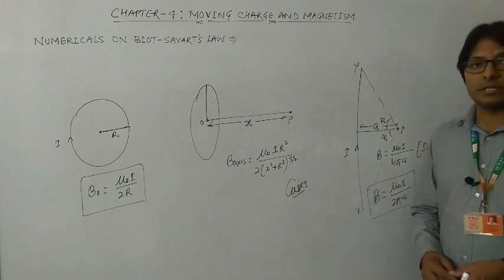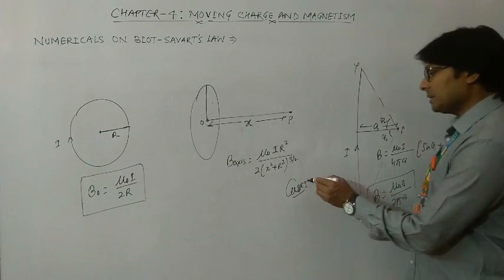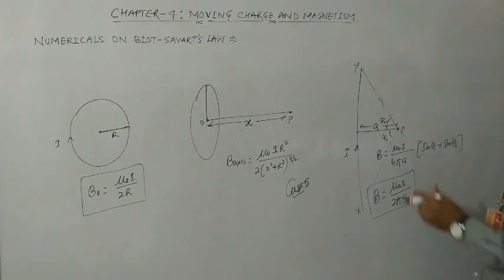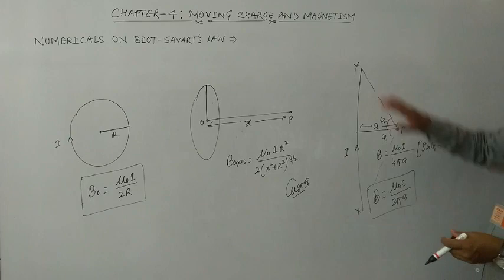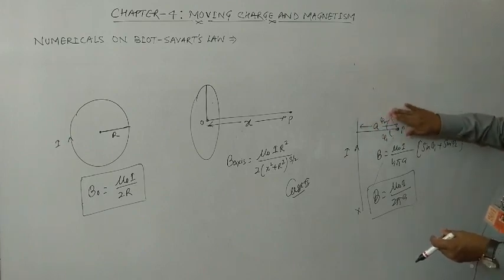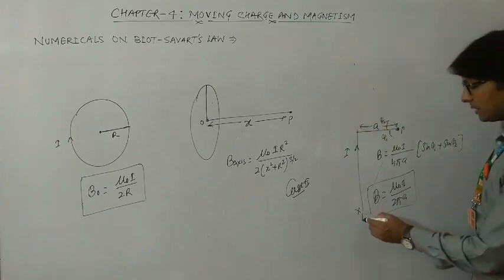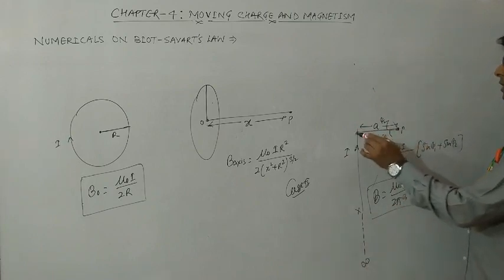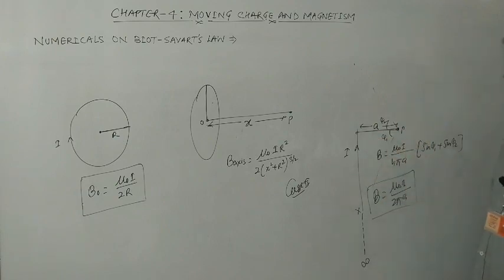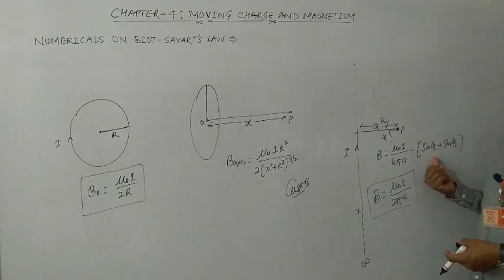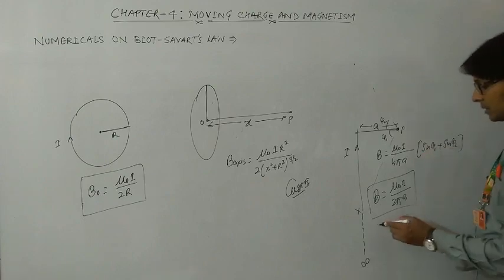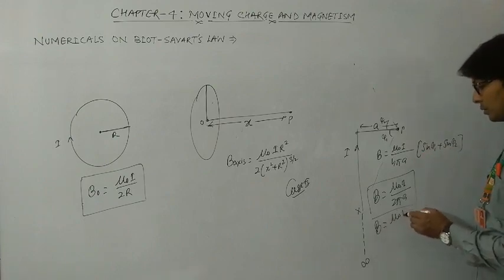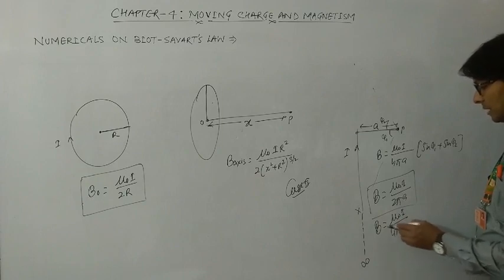The other special case we discussed was that the wire is of infinite length, but point P is at or near one end of that wire. In this case, one of the angles is 0 and the other angle is 90 degrees, so the expression becomes 1 plus 0, which is 1. So the formula is B equals mu 0 I upon 4 pi a.